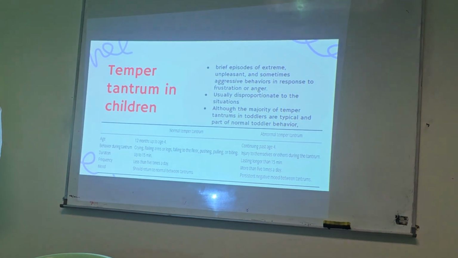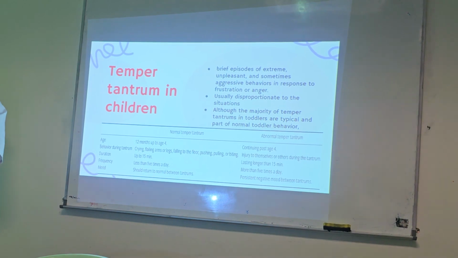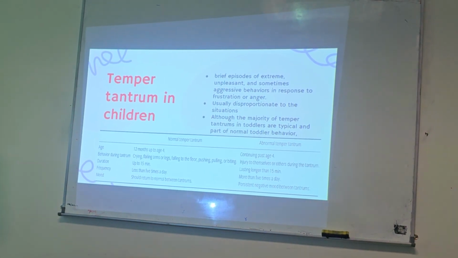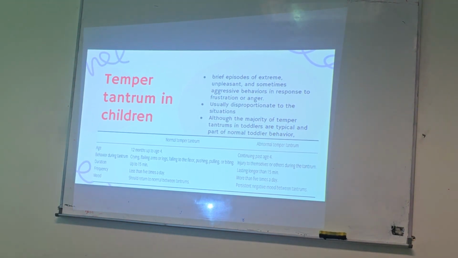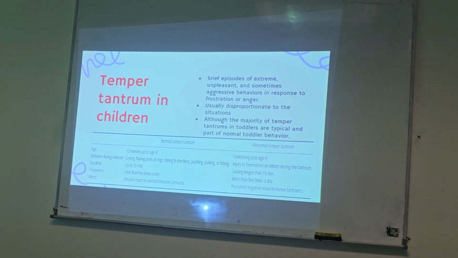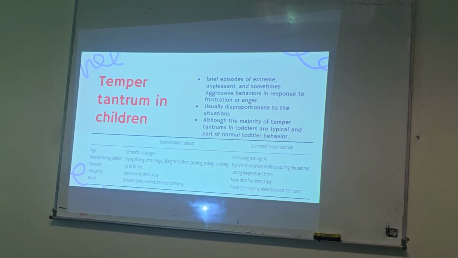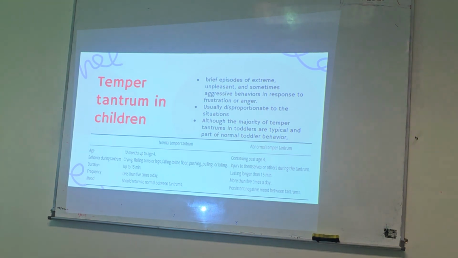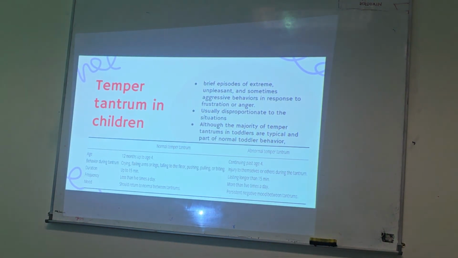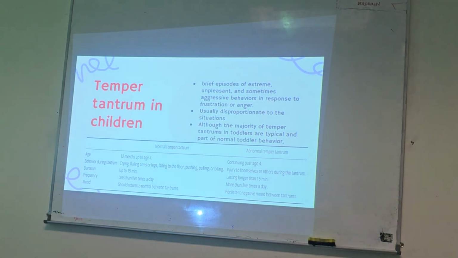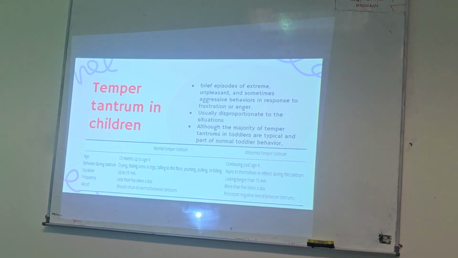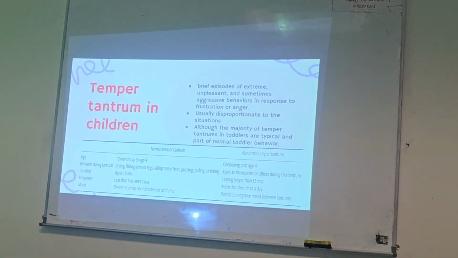For example, what do I mean by disproportionate to the situation? Let's say the child cannot have the toy that she wants, but they will get very angry. Maybe they will smash things or throw things around. The anger doesn't make sense, or it doesn't match up with what just happened. Although the majority of temper tantrums in toddlers are typical and part of normal toddler behavior, we also have abnormal tantrums.